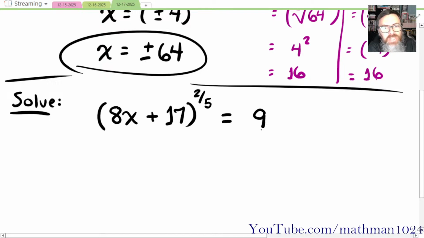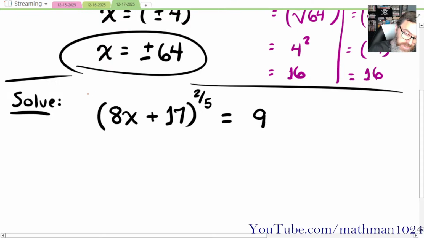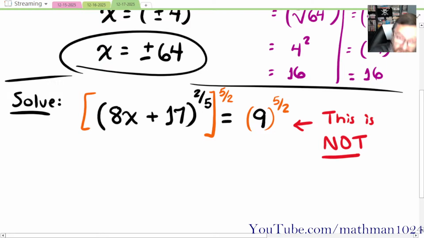Well, you'll see that the set of parentheses is already by itself. This is the big guy in question. And now we need to apply the power property. So to undo the 2/5 power, we're going to use the reciprocal of this and raise it to the 5/2 power, like so. Now, be very careful how you write this. I'm going to put this in red: this is not 9 times 5/2. It's not that. It's 9 to the 5/2 power.